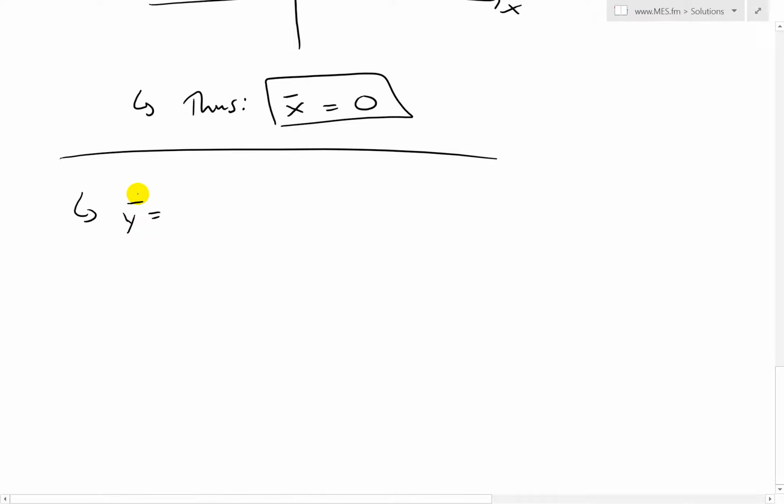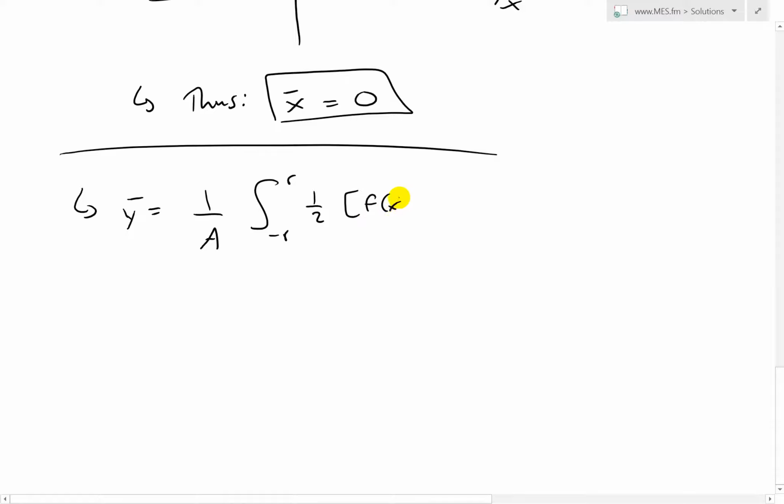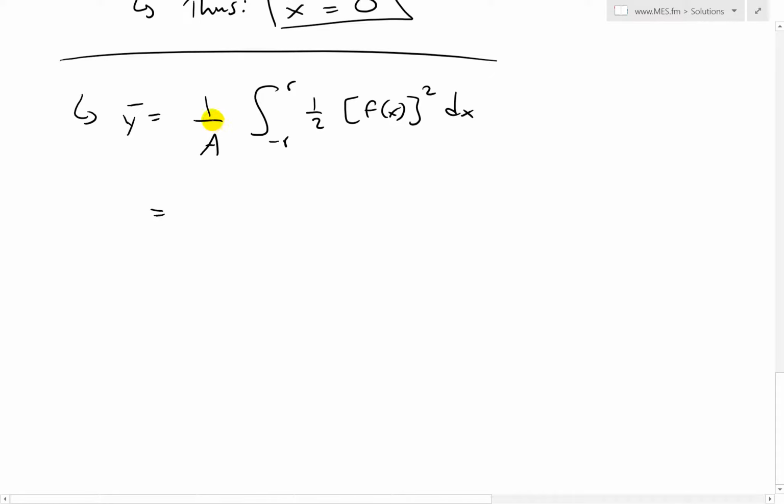So what we have is 1 over the area, integral from negative r to r of 1/2 f(x) squared dx. Make sure I added the 1/2, yeah I did. The area is pi r squared, the area of a circle, divided by 2 because it's a semicircle. Then we could just take this 1/2 and move it up here, since it's a constant. The reason we're doing that is because we already have a 1/2 at the bottom, so we could just cancel those.